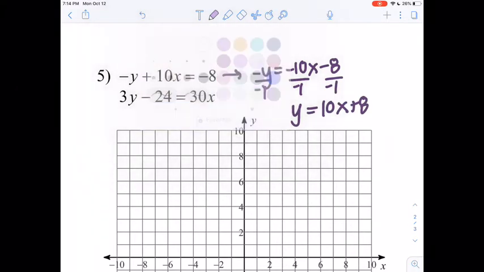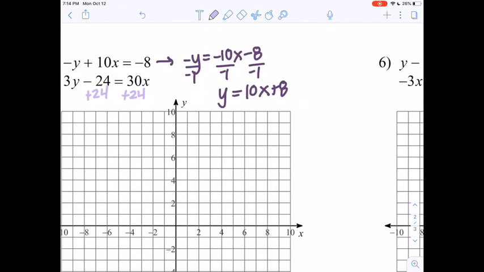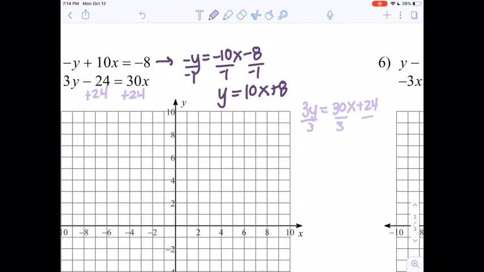And then I'm going to solve the other equation. Let me move this over here. So 3y equals 30x plus 24. And then I'm going to divide everything by 3. So y equals 10x plus 8.